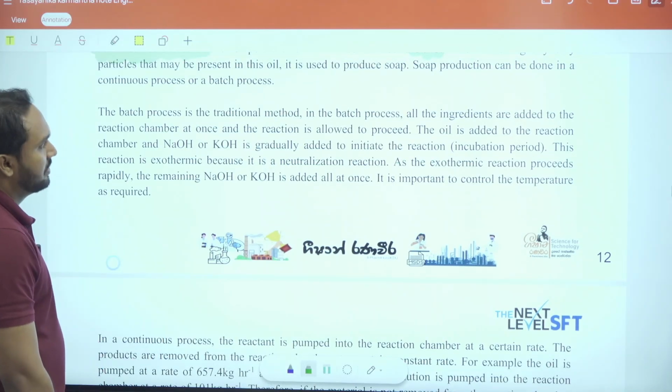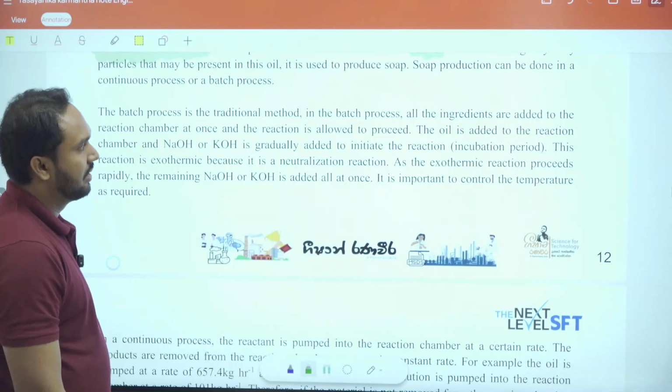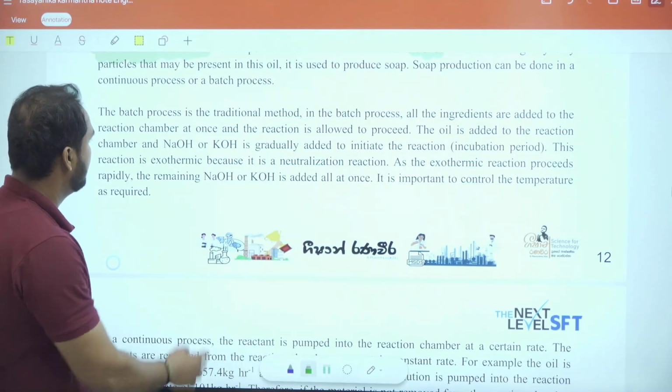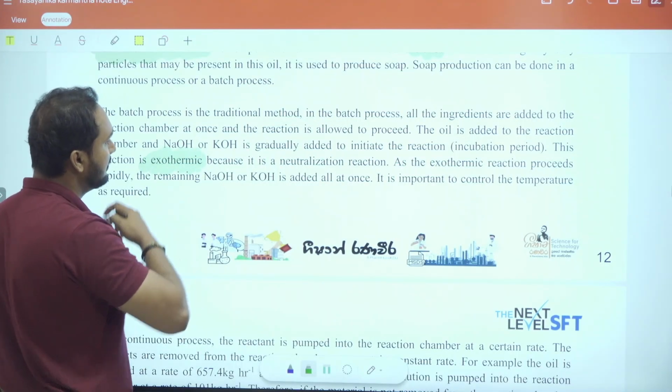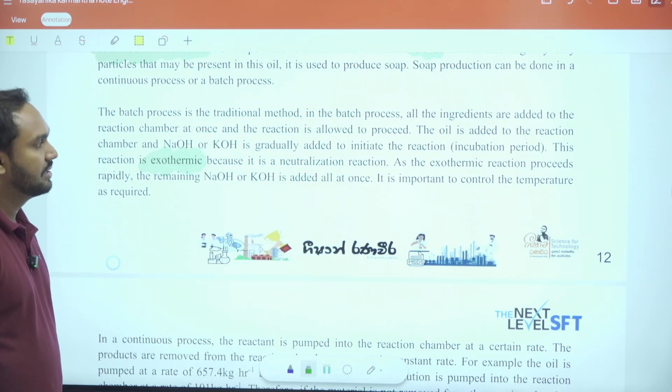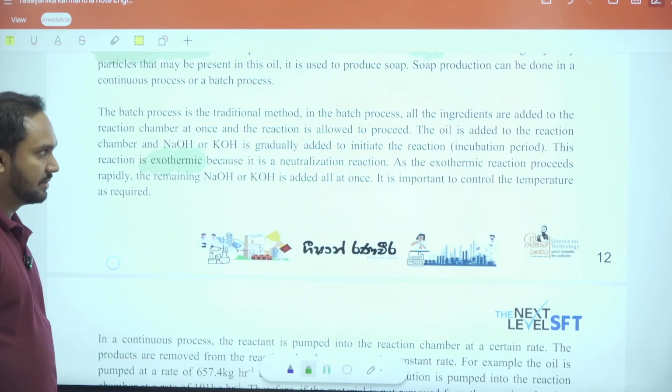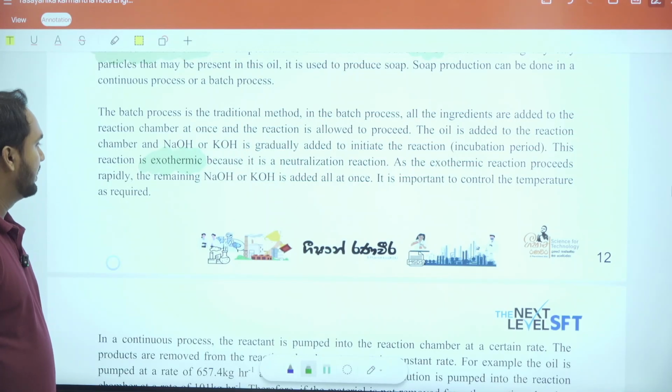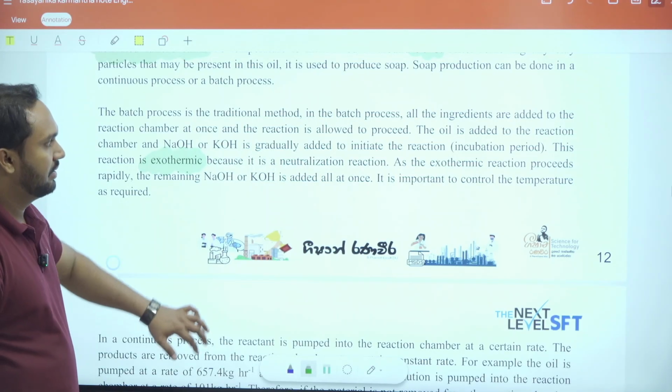NaOH or KOH is gradually added to initiate the reaction. This reaction is exothermic, right? The saponification reaction is exothermic. Even mixing water with sodium hydroxide is also exothermic. As the exothermic reaction proceeds rapidly, the remaining NaOH or KOH is added all at once. It's important to control the temperature as required, right?